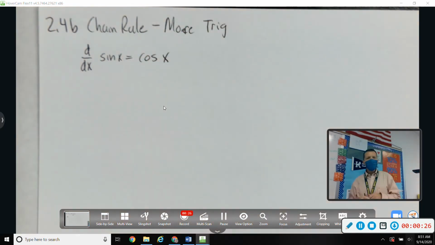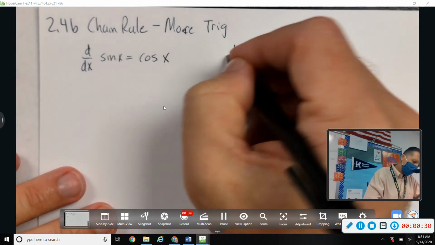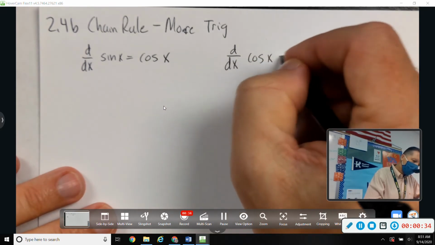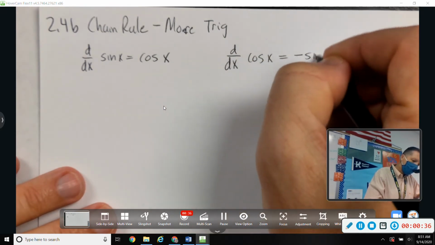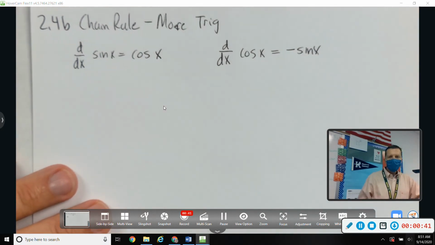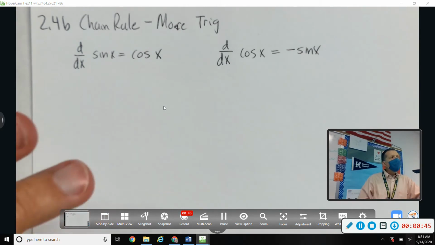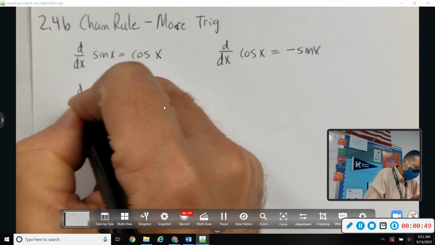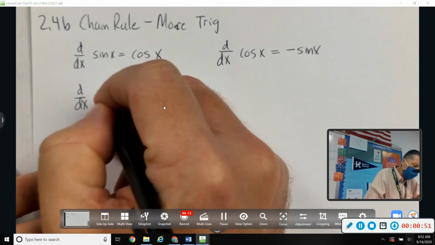Take the derivative of sine x, you get cosine x. Take the derivative of cosine x, and we get negative sine x. We've used that a couple times already, so hopefully that one's familiar to you. And those are by far the most used that we'll use, but the other four trig functions, we need to know those as well.